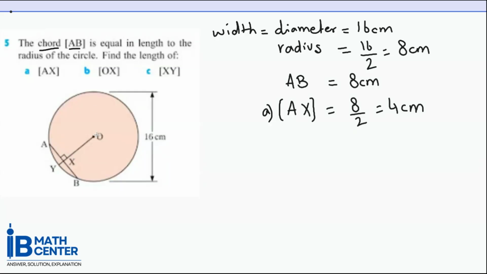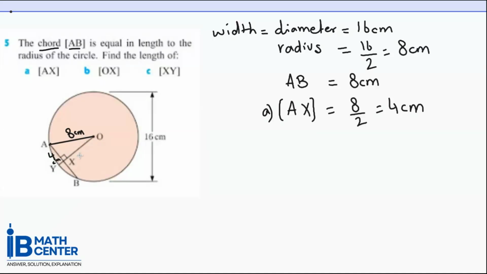Now I'm looking at OX. To figure this out, I have this line, so I need to figure out, is this a triangle? Yeah, I can form this triangle. OA, O is starting from the center, going to the circumference. So this would be a radius, and the radius we know is 8 centimeters. So this is 8. This we figured out was 4.